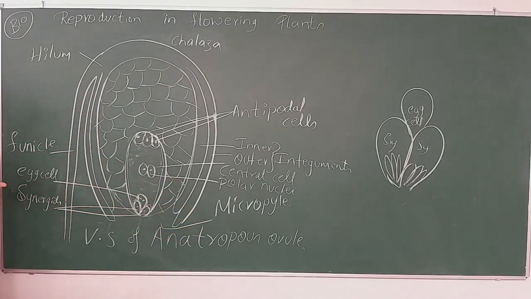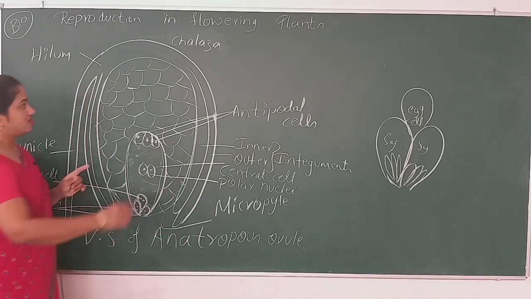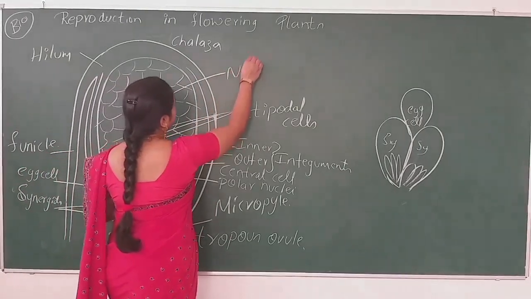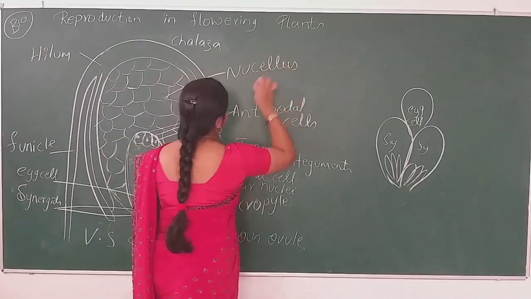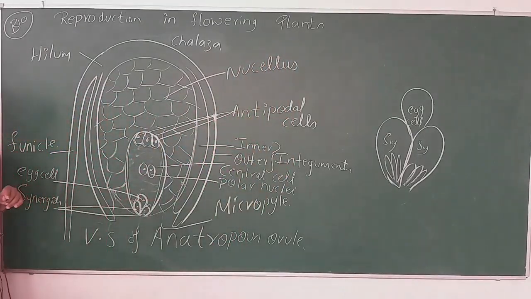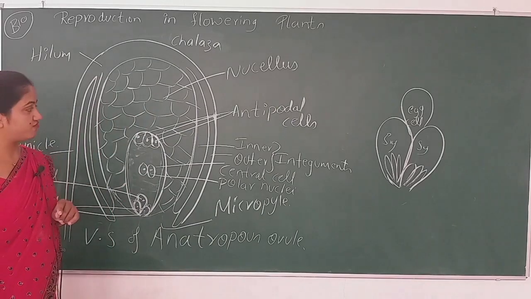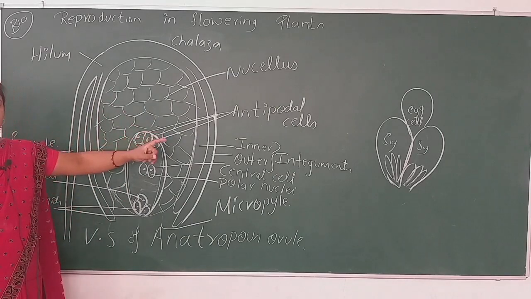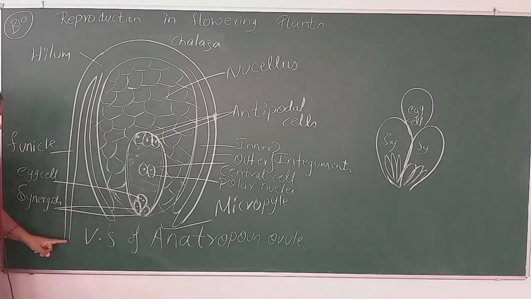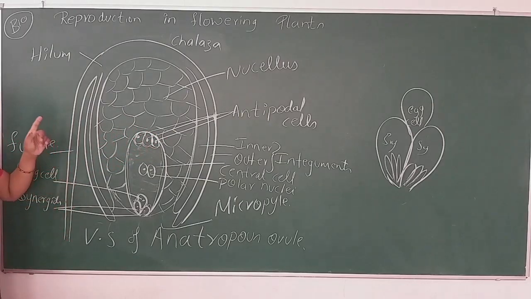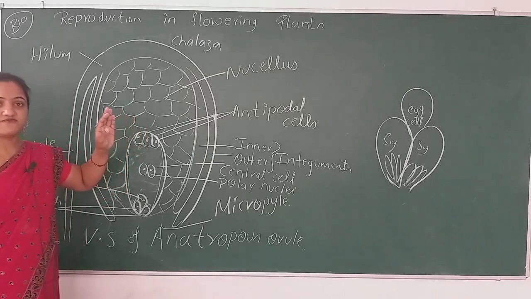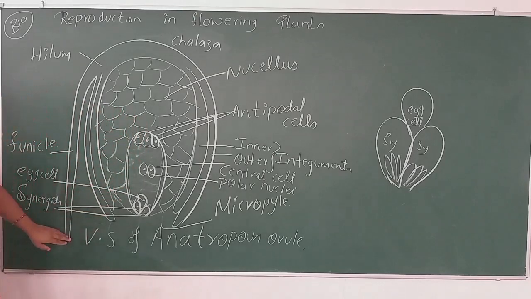And a few more labelings are there in the Anatropous ovule. So this is the nucellus, right? Okay, so that's all about the VS of Anatropous ovule, showing number of labelings or parts. One more time I'll tell here because it is a 5-mark question. Don't leave the question, it is very much easy. If you draw 7 to 8 labelings, you will get full marks. Don't leave this. It's a very easy concept.